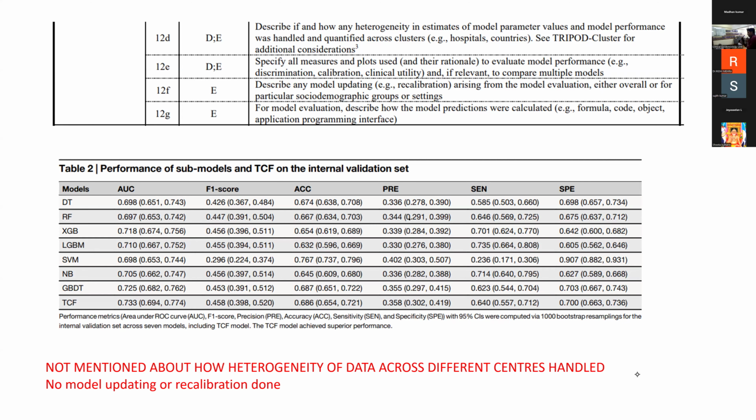So the model performance was given based on the area under the curve and all these scores. ACC is accuracy, PRE is precision, sensitivity, specificity, and F1 score. They have also given the submodels, the data analysis, and also the TCF, which is a fusion model. According to the performance which they've reported, the TCF model was performing better compared to all the other base models which they have used.